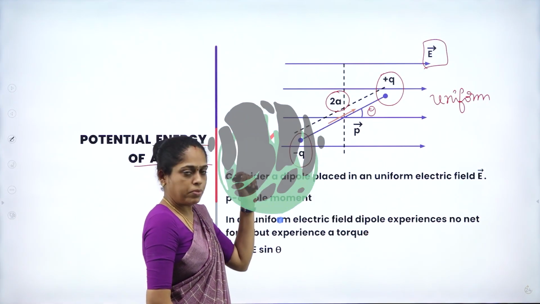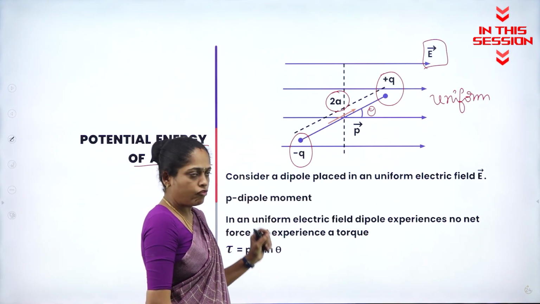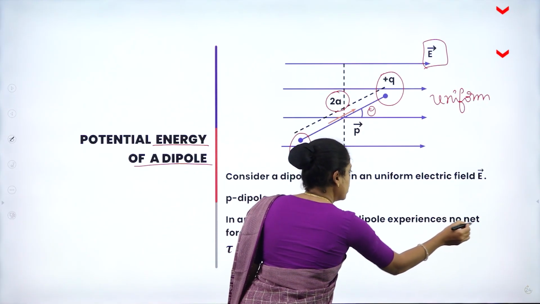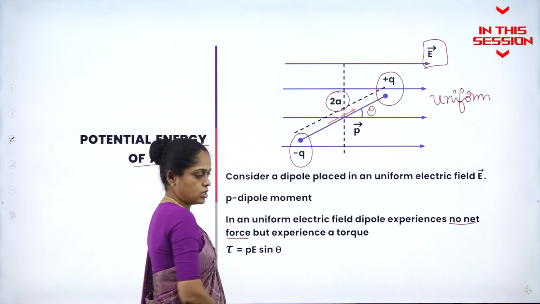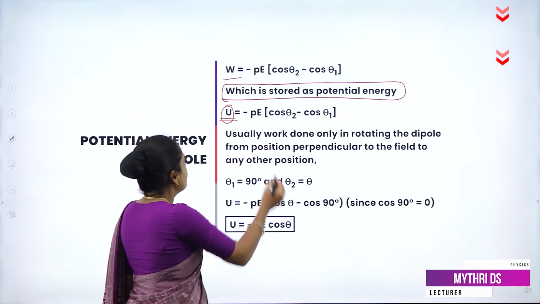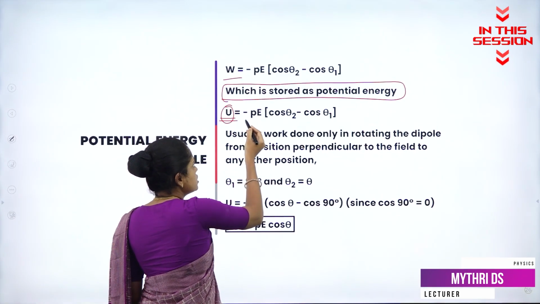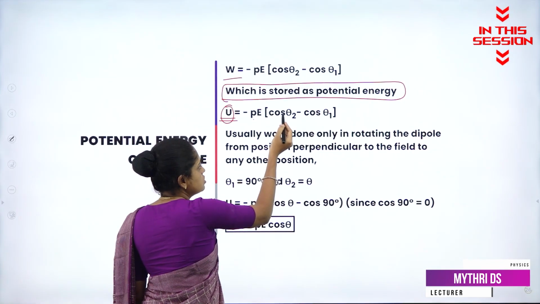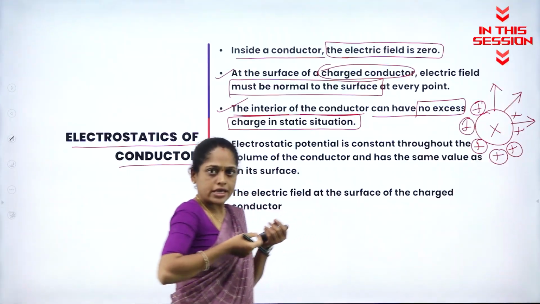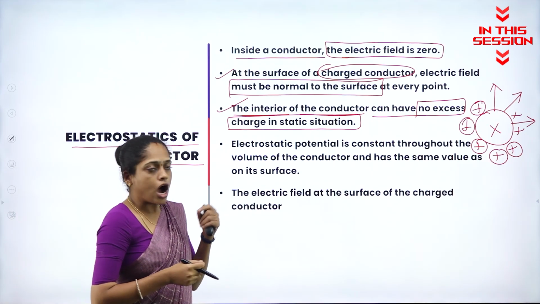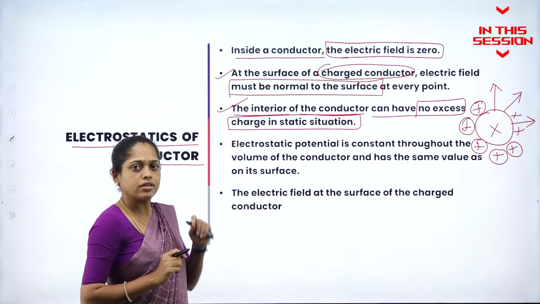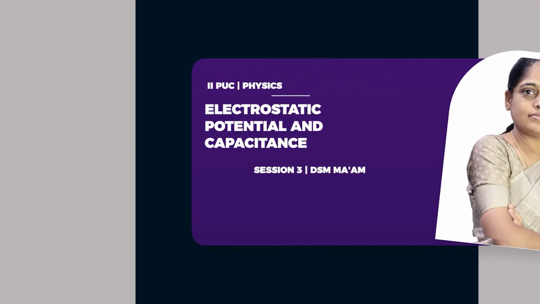Now, whenever we place a dipole in uniform electric field, the net force on the dipole is 0. U represents the potential energy, which is equal to minus PE cos theta 2 minus cos theta 1. The excess charges lie outside the conductor, not inside the conductor. That is the third point.